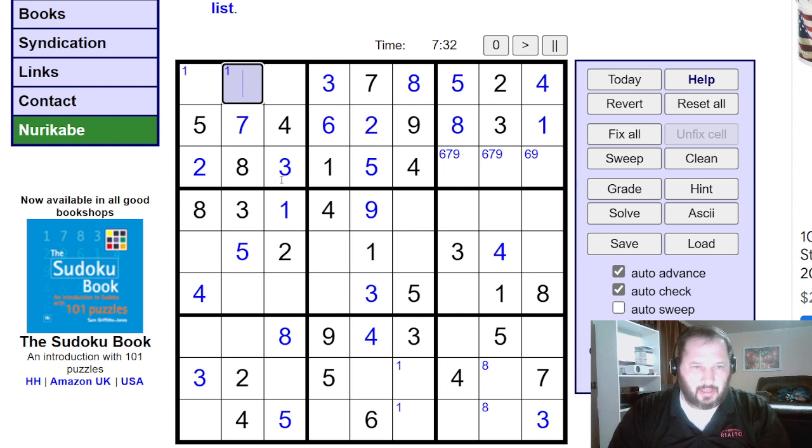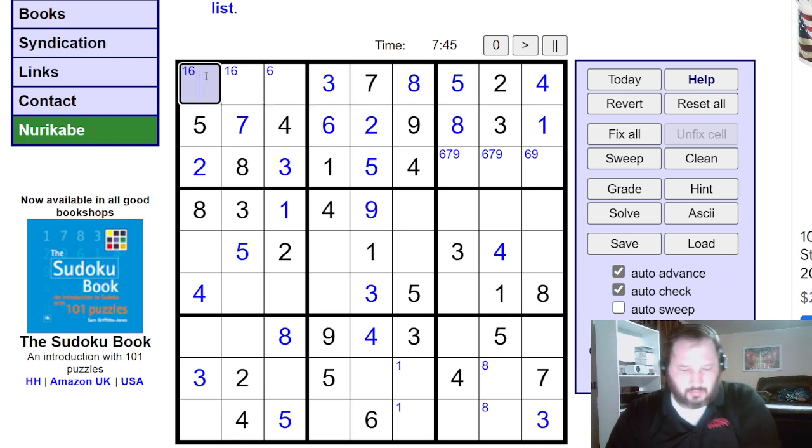Okay, so up here in the top 3 numbers, we need a 1. 1 can't be here because of this one. 2, 3, 4, 5. We need a 6, and that looks like it could be anywhere. 7, 8, and then we need a 9, and it looks like that could be anywhere.